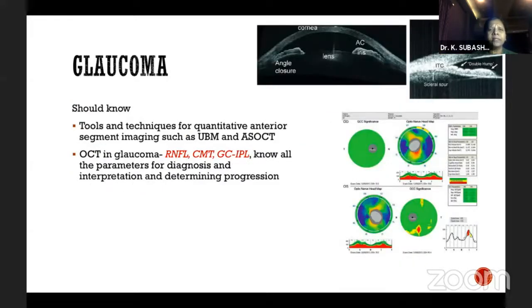They should also know the tools and techniques for quantitative anterior segment imaging, such as UBM and ASOCT, and should know well about OCT in glaucoma, the protocols, RNFL, central macular thickness, GC-IPL, and know all the parameters for diagnosis and interpretation and for determining progression.